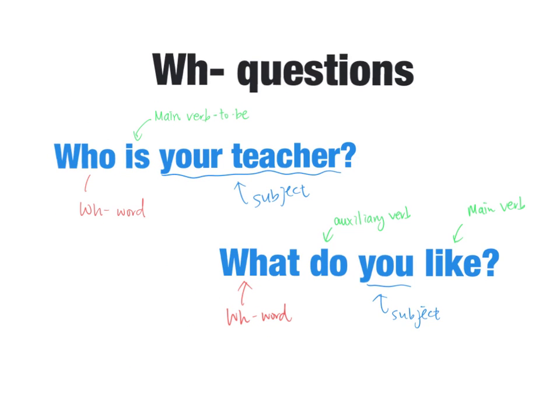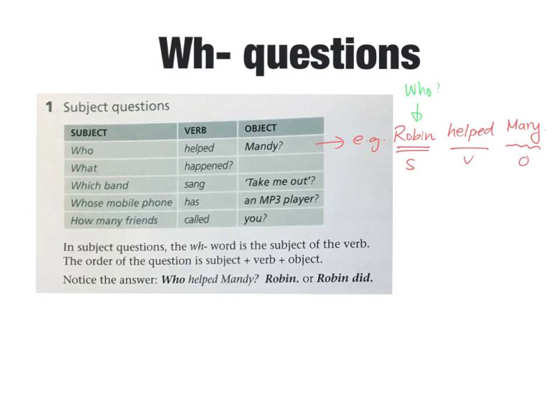Okay, in order to form a WH question, of course, we need a WH word. And then after the WH word, we will add the verb to be, auxiliary verb, or modal verbs such as can, could, shall, should, those words. After that, we will have the subject and the rest of the sentence. Such as, who is your teacher? What do you like? And for WH questions, we can categorize them into subject questions and also object questions.